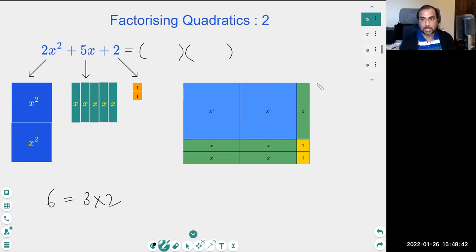So how long is this? x plus 2. So one of the factors is clearly x plus 2. And here we've got 1x, 2x, so it's 2x long plus 1. 2x plus 1.